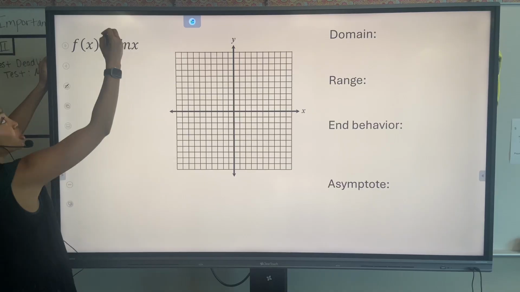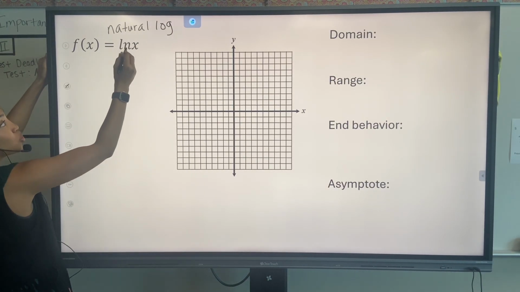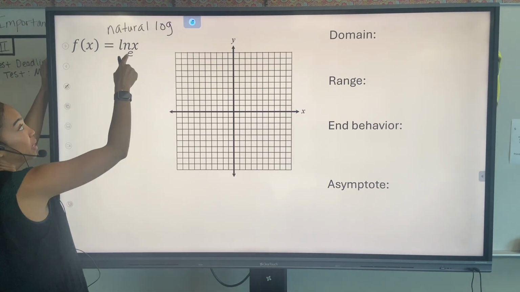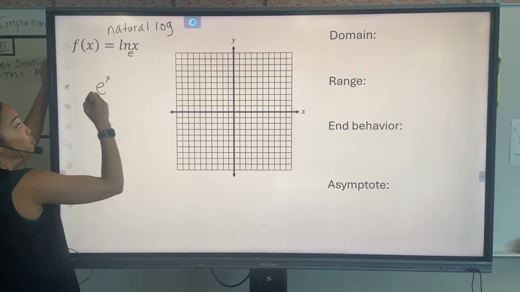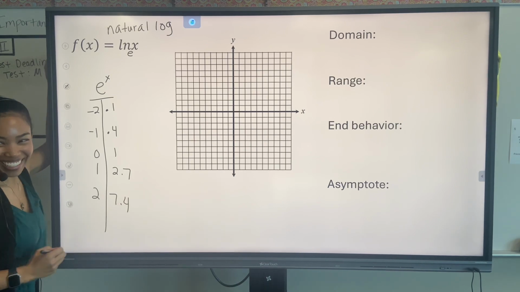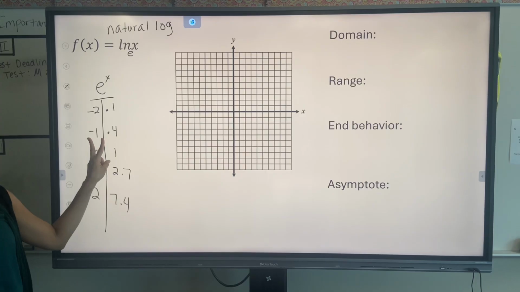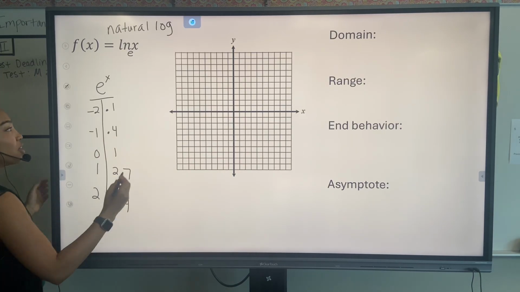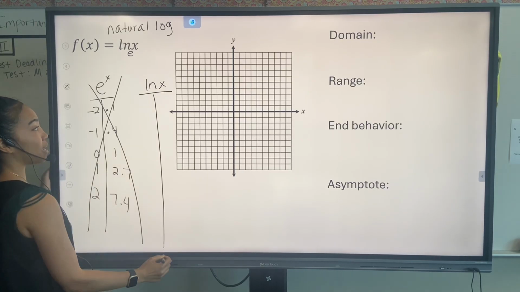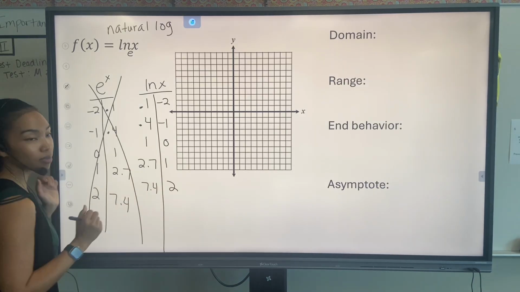You have the natural log. This is called the natural log. What is the base of a natural log? E. It's never going to be written, okay? Your base is E. That means, do you guys remember the table for E? 2.7, 7.4. Okay. All right, so that's our table. All you have to do is just swap the x and y, okay? So we're not doing this table. The natural log table is the same thing but reversed. So these are your x values, okay?